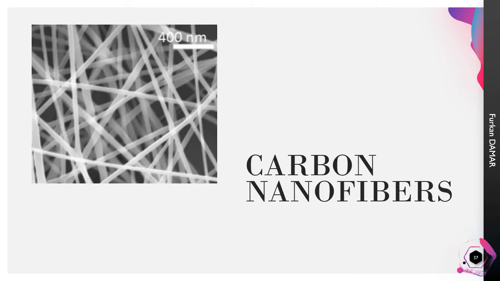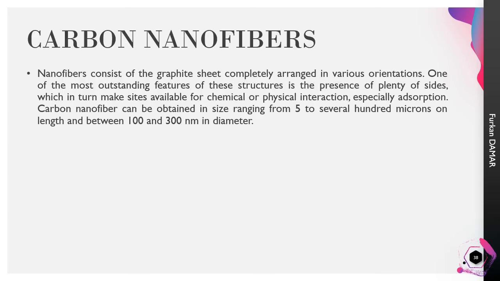Now I will introduce carbon nanofibers. Nanofibers consist of graphite sheets arranged in various orientations. One of the most outstanding features of these structures is the presence of plenty of sites, which in turn makes sites available for chemical or physical interaction, especially adsorption. Carbon nanofibers can be obtained in sizes ranging from 5 to several hundred microns in length and between 100 and 300 nanometers in diameter.